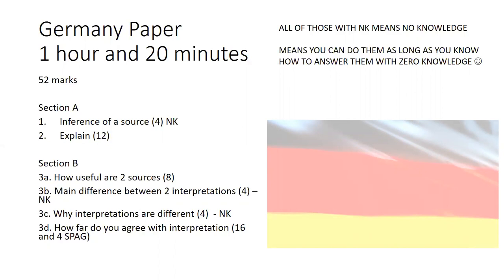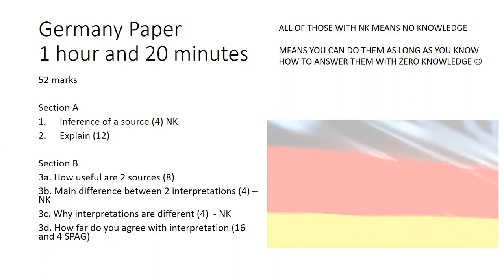So, section A is an inference of a source question. That's a 4-marker, and for this question, you need no knowledge. Then the second question of section A is an explain 12-marker, and they're your normal 3 Peel paragraphs, about 15 to 17 minutes. Remember, 3 is the golden number. If you can't reach 3, 2 is okay. Be careful with just doing 1 piece of evidence explain, just in case it's wrong.